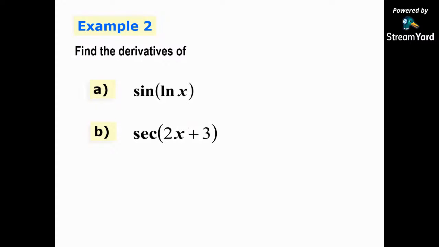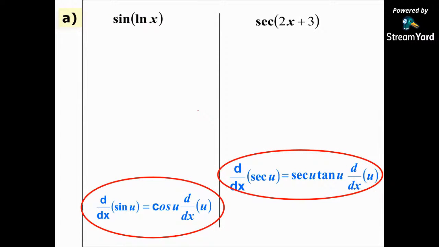Right, so find the derivative of sine ln x secant to x plus 3. Okay, so firstly, let us differentiate sine of ln x. Differentiating sine, it will simply become cos. So this one will become cos whatever that function is, so cos of ln x, and then times differentiating the function itself. So we're going to differentiate ln x.